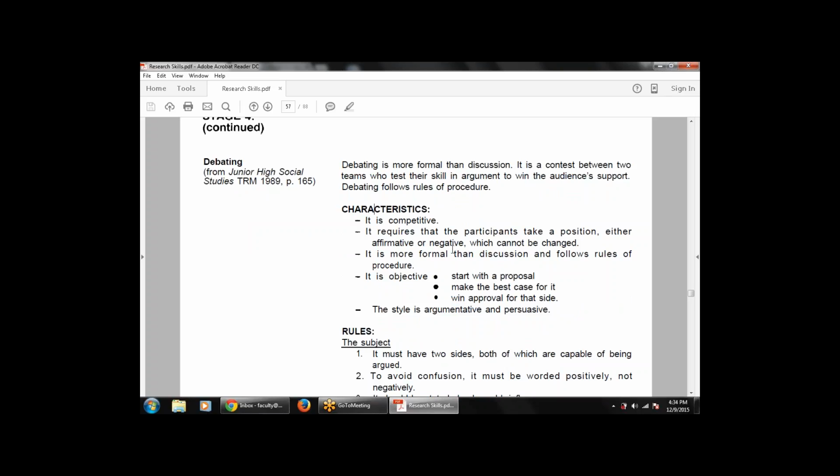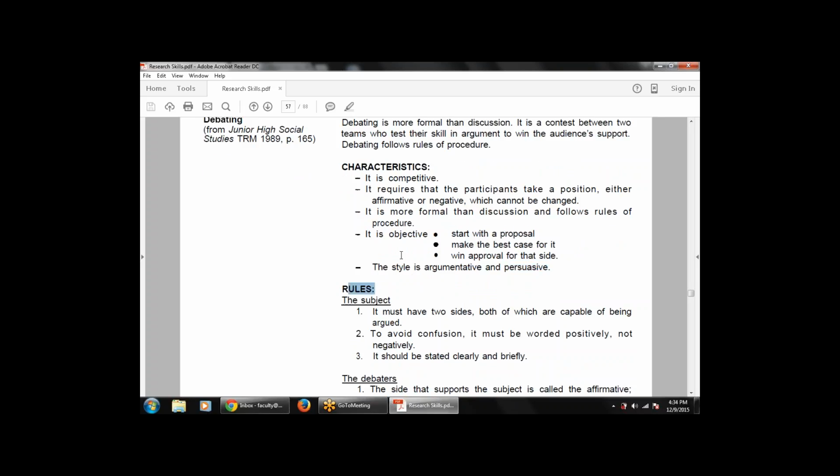This is very normal. Then its objective. What is the main objective of debating? It starts with a proposal, makes the best case for it, and wins approval for that side, and the style is argumentative and persuasive. So whatever style is used, it is argumentative and persuasive.